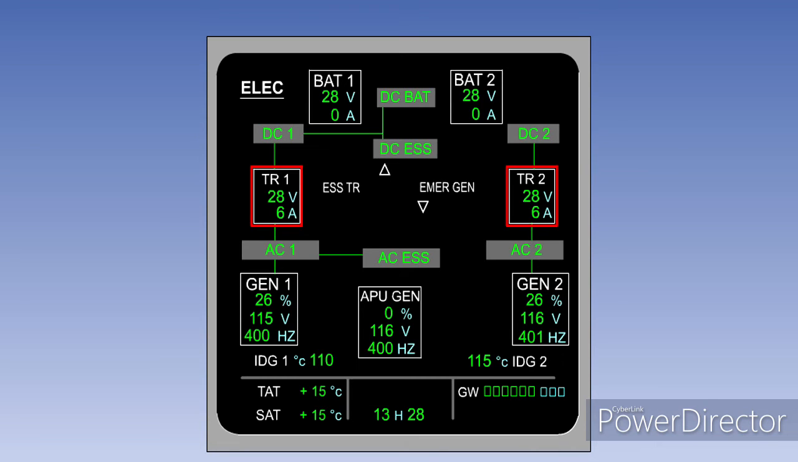The output voltages and current being supplied by numbers 1 and 2 transformer rectifier units are displayed here. The battery voltages are also displayed along with any charge or discharge current. In the event of a malfunction, the display will change to show the new configuration. Here, for instance, generator 1 has failed and it has been replaced by the APU generator.